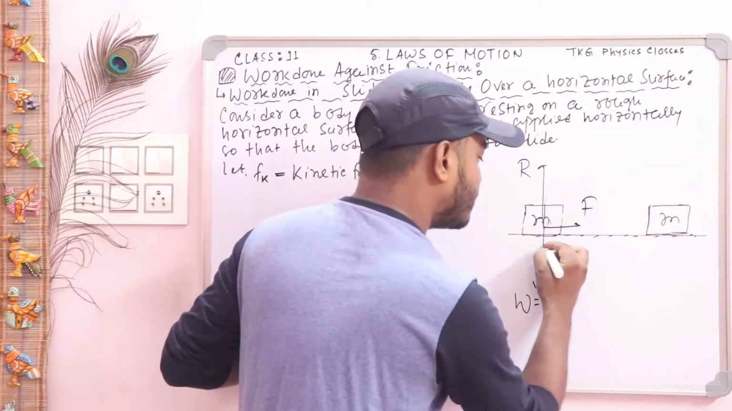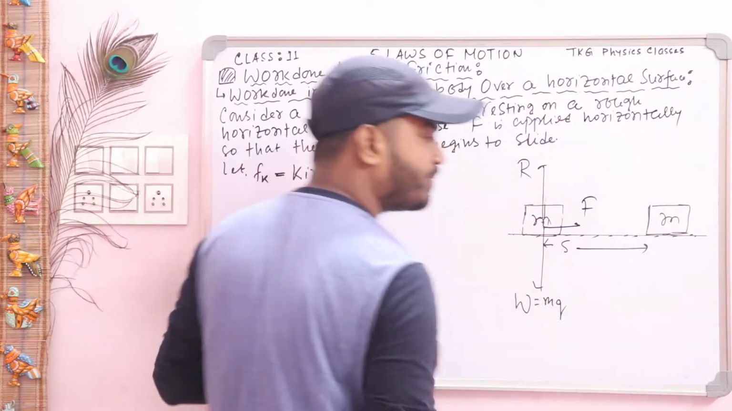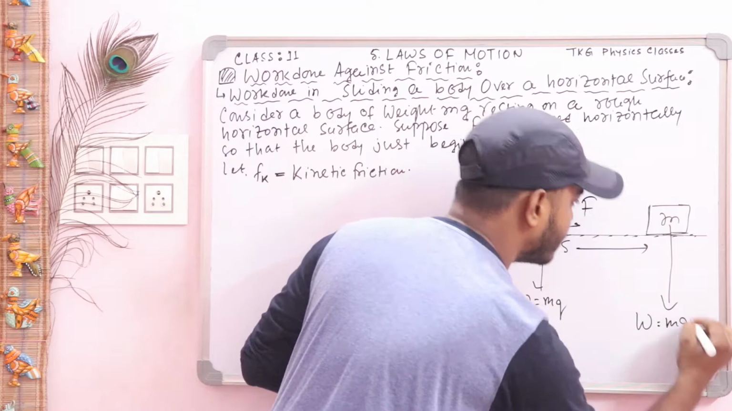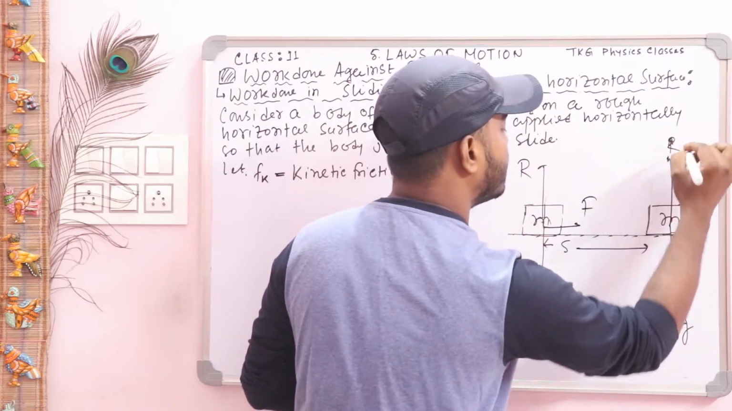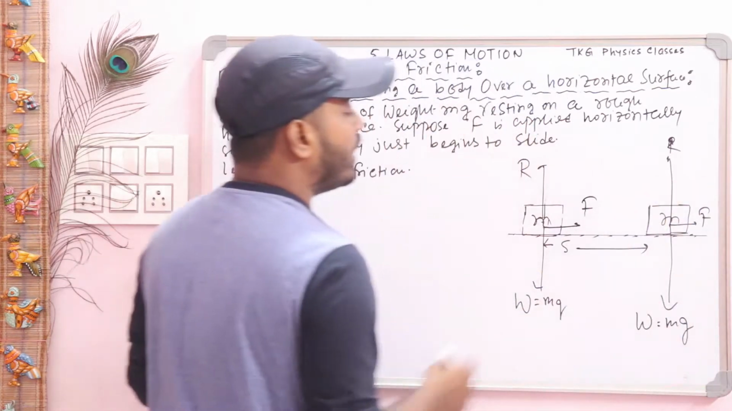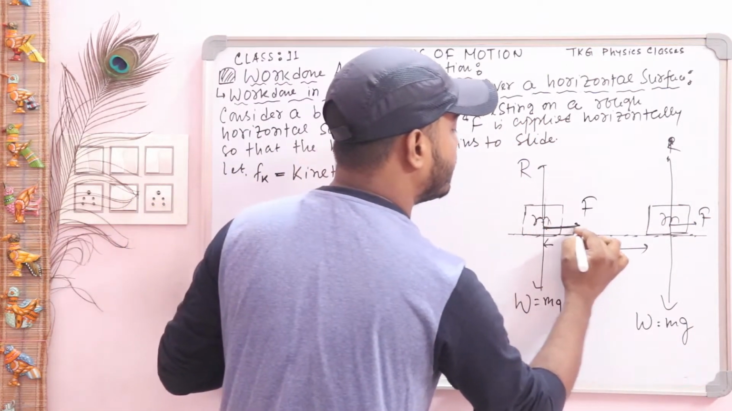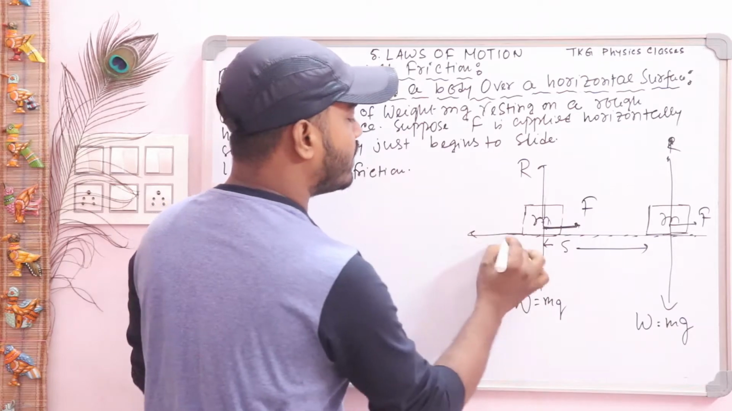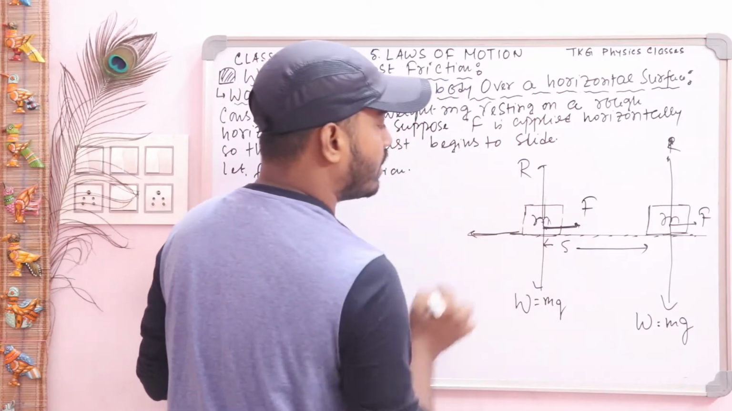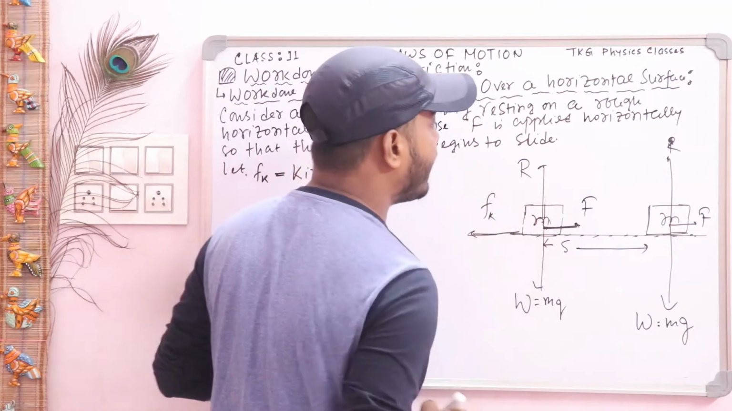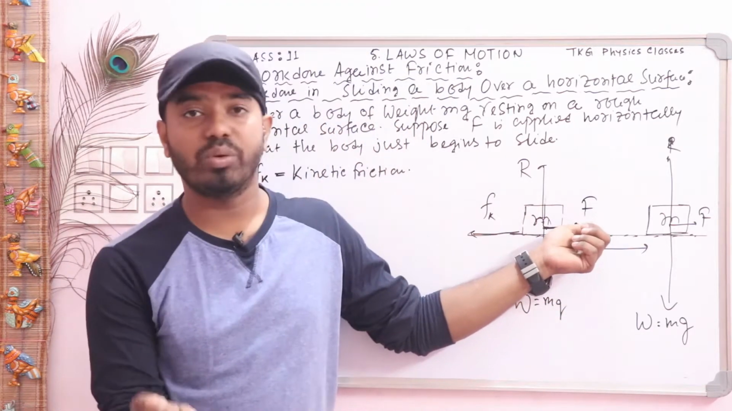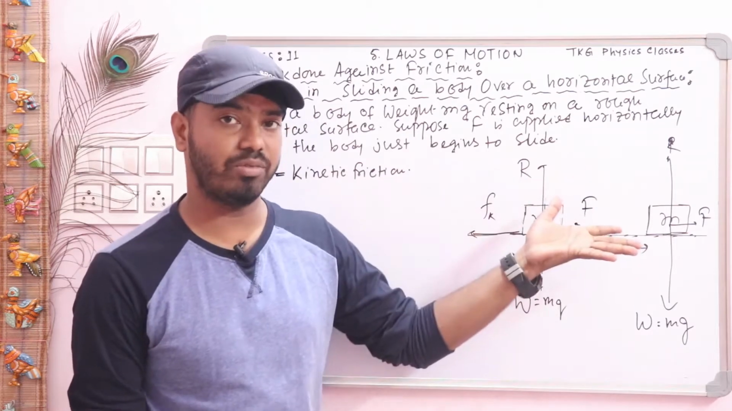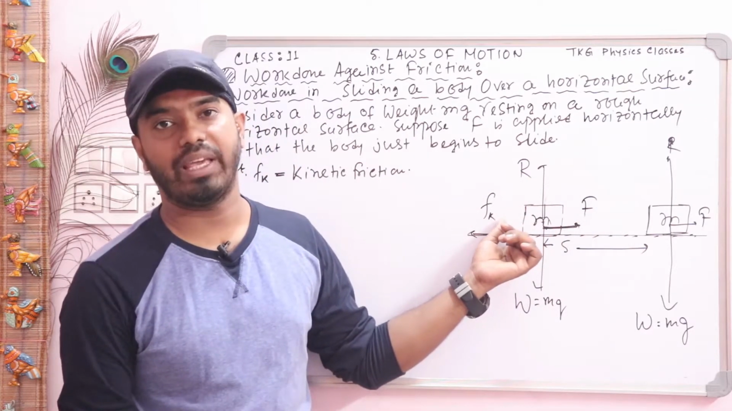After some time the body covers some distance, and this is the new position of the body. Here you can also write the weight mg downward, the normal reaction force R, and the forward force F. When the external force F is directed along the positive x-axis, in the opposite direction there is a frictional force. Now the question is, is this frictional force static or kinetic? This is the applied force when the body just begins to move. This is the limiting condition, and after that the body begins to move, so this is the kinetic friction, Fk.